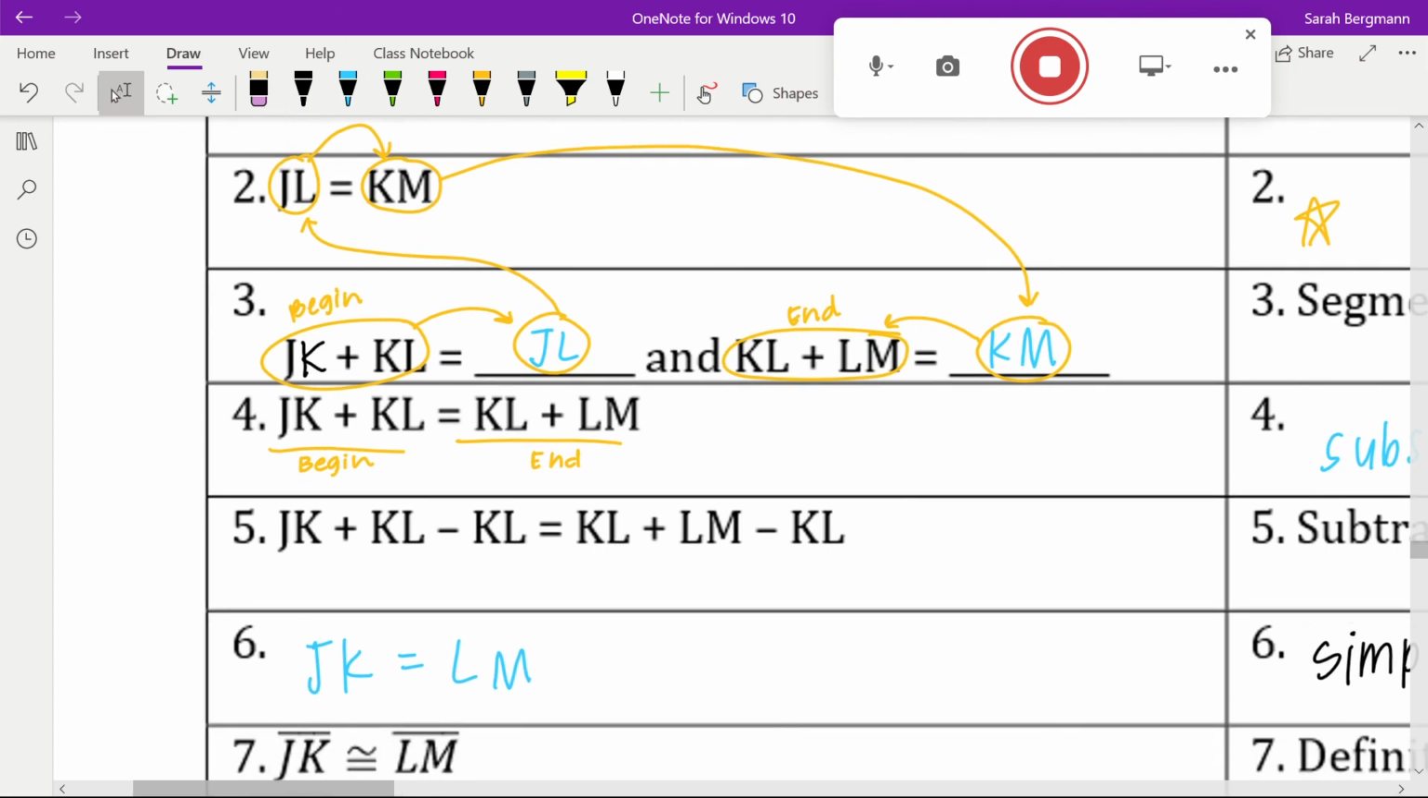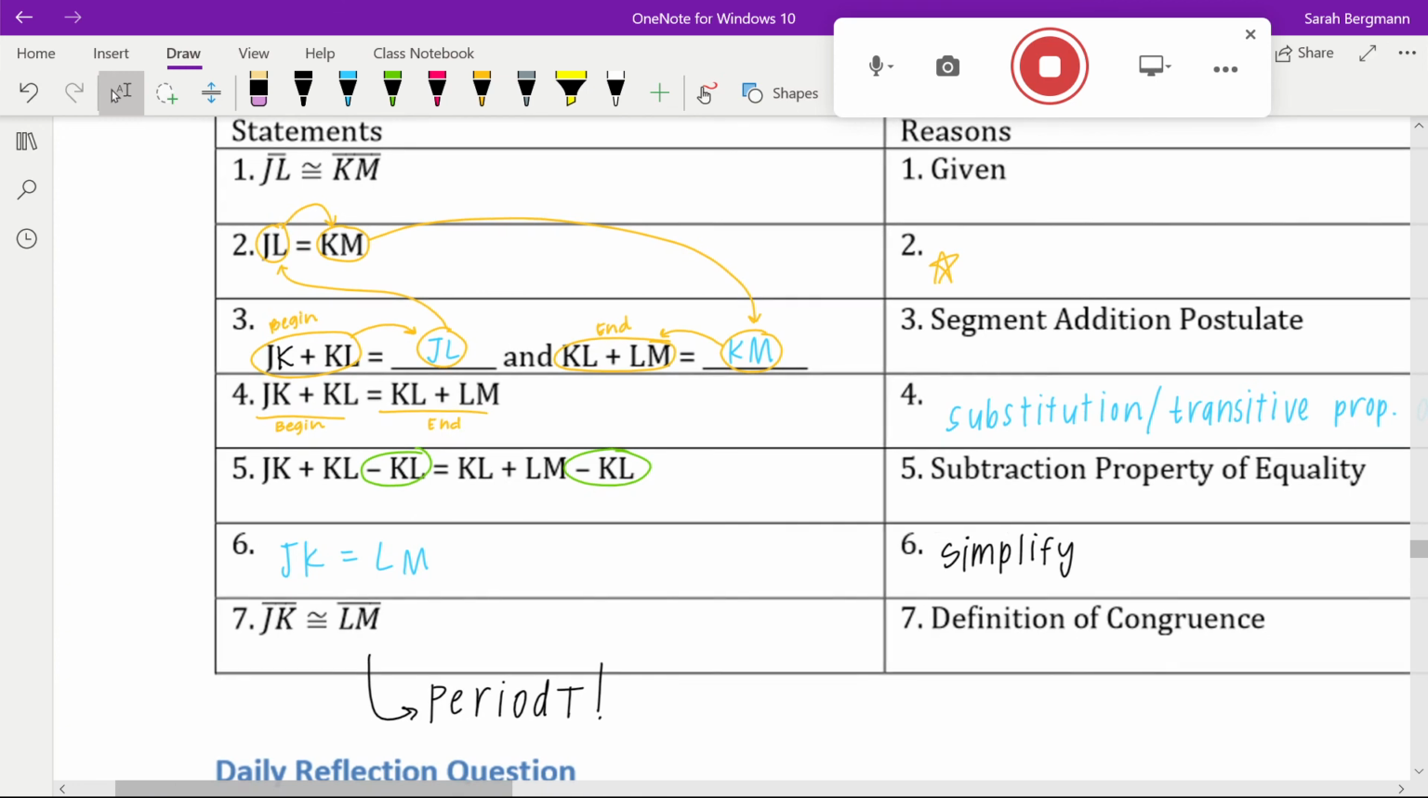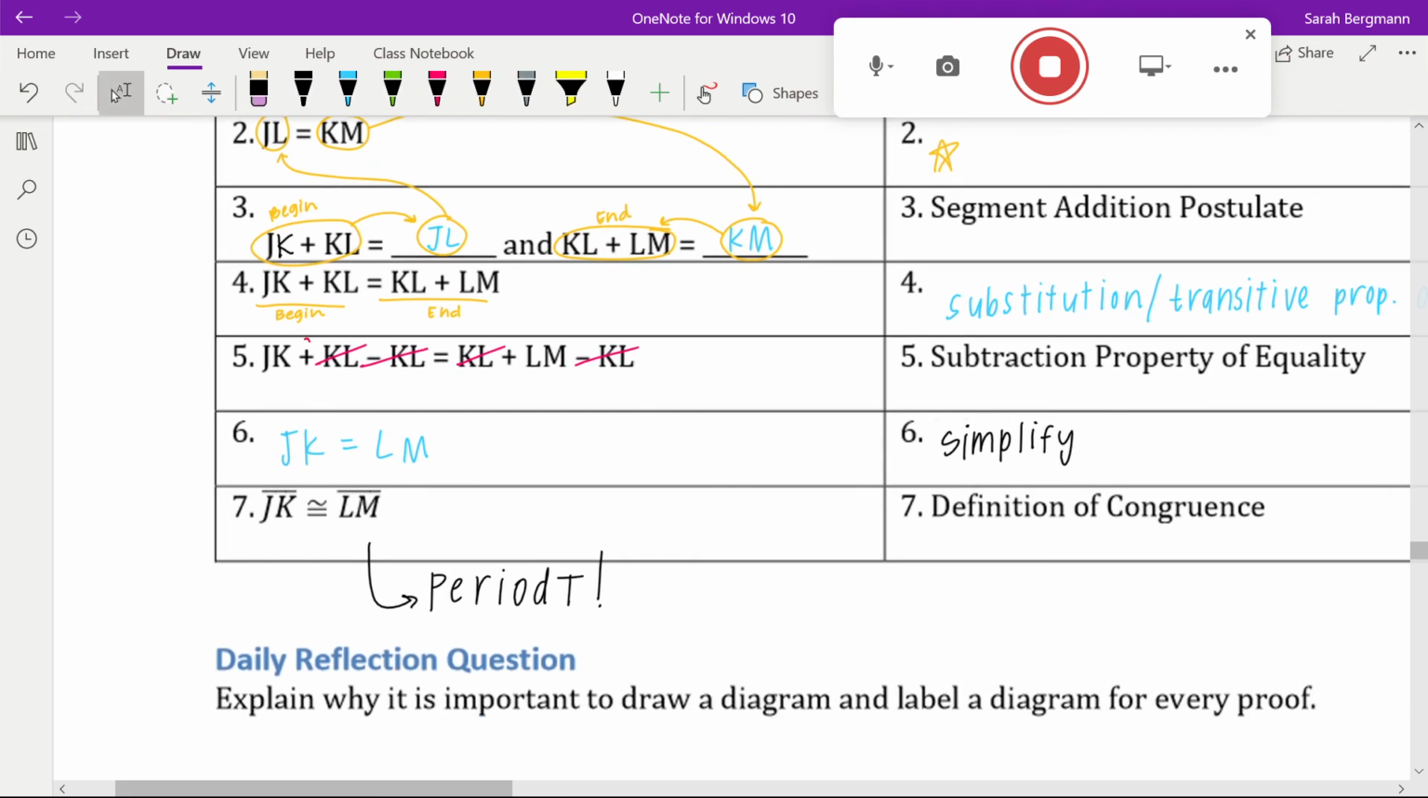On this equation, I notice that it has KL on both sides. Therefore, I could cancel it out by subtracting KL on both sides. Subtracting the same value on both sides is known as the subtraction property of equality. And since KL cancels itself out on both sides, I would be left with just JK equals LM. So that's what I got for step 6 by simplifying.